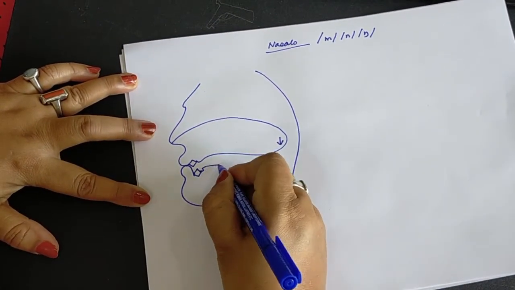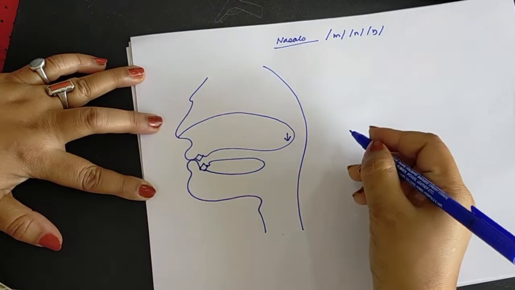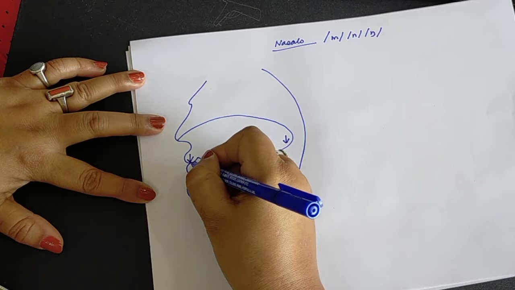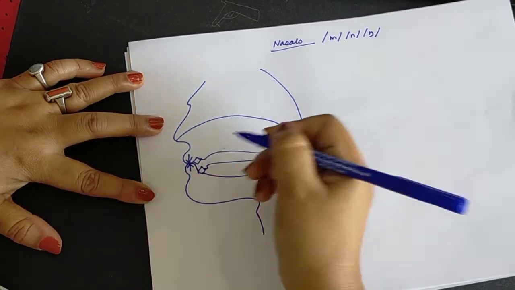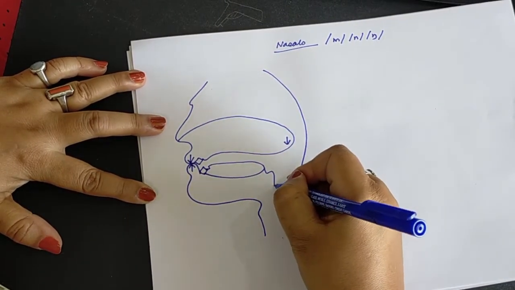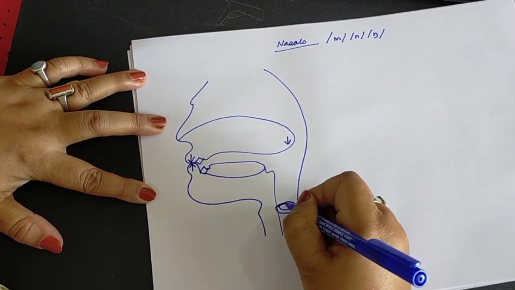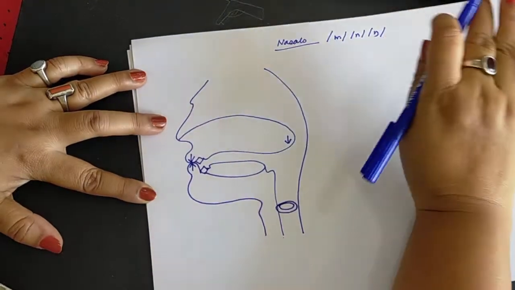So we have the tongue in normal position, m. The two articulators are in contact, the two lips there. And here what's the difference that happens is, when we talk about the nasals, all of them are voiced.